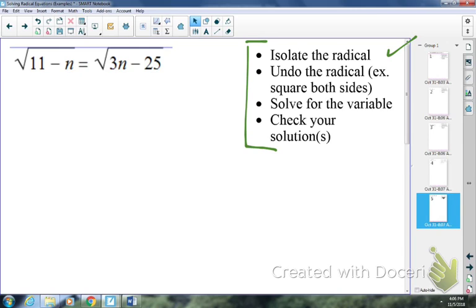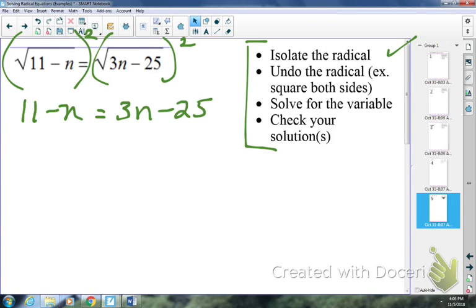Since we're dealing with square roots, we're going to square both sides. When you square a square root, it undoes itself. So we're going to be left with 11 minus n equals 3n minus 25. So we just undid the radical. We've got steps 1 and 2 covered. Step 3, we're going to solve for the variable. Think back to your Algebra 1 skills. We're going to get an n on the side by itself.